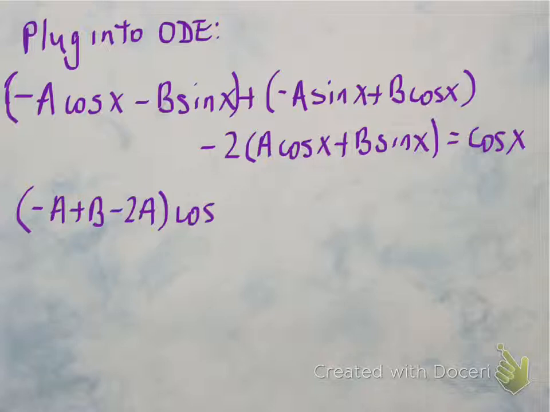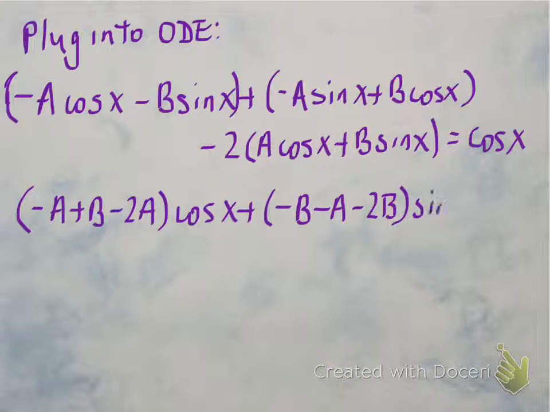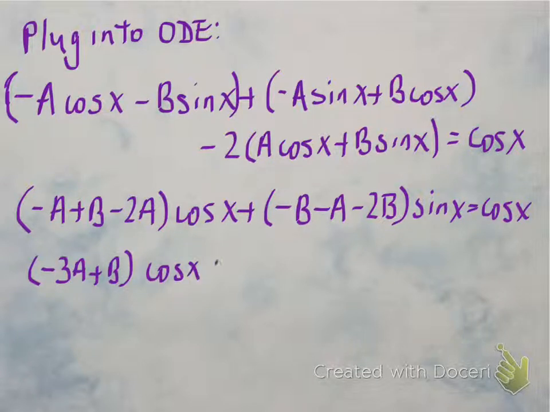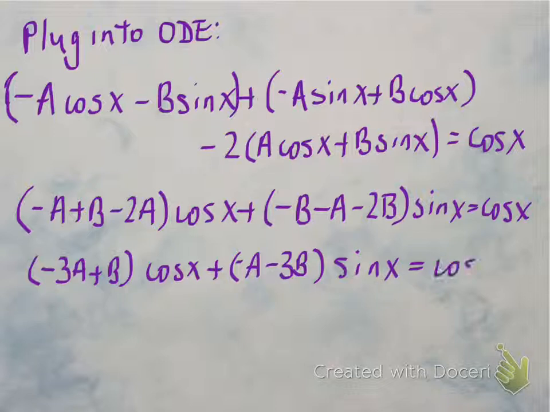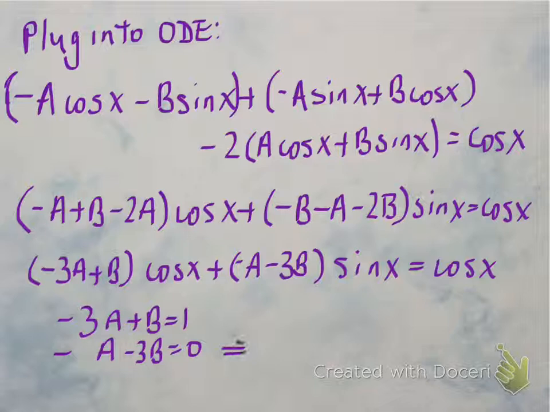And I can clean this up a little bit. I get negative a plus b minus 2a cosine x plus negative b minus a minus 2b sine x equals cosine x. Clean it up a little more. Negative 3a plus b times cosine x plus negative a minus 3b sine x equals cosine x. So now I set coefficients equal. Negative 3a plus b must equal 1, and negative a minus 3b equals 0.